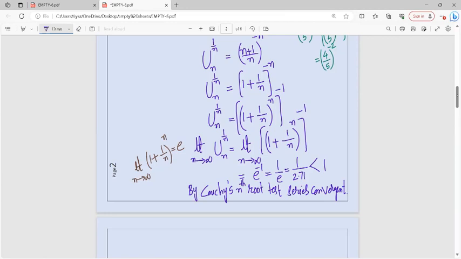Our intention is to check whether it is convergent or divergent. Only two possibilities are there. Okay, this is the problem which we have completed. If you understand, now we can move on to the next question. Moving to the next question.